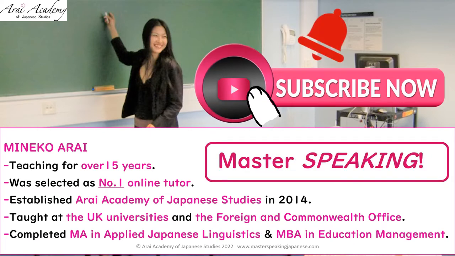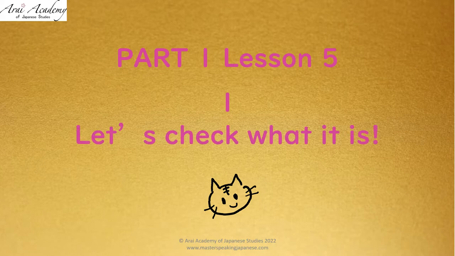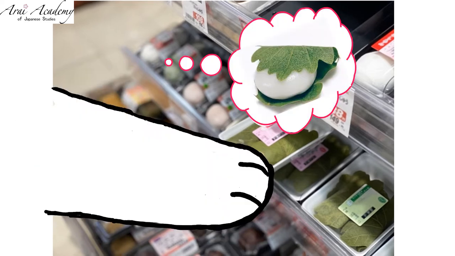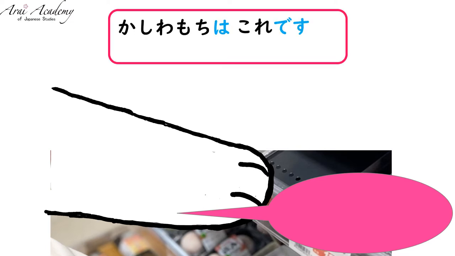You'll gain confidence. 1. Let's check what it is. You want to buy kashiwa mochi? It's very tasty. And you found something similar. Let's ask the staff if it is the one. Let's get attention. すみません. How would you ask? かしわもちはこれですか?